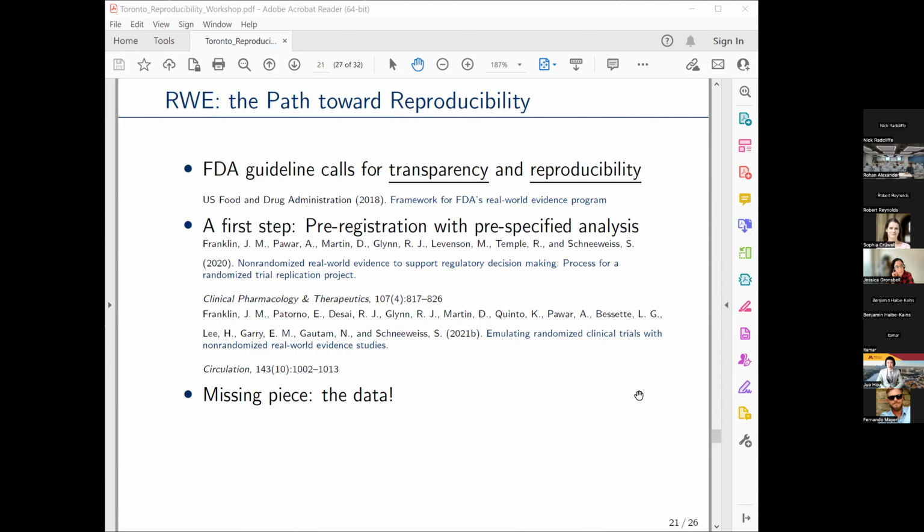In the FDA guideline that I mentioned, they call for a basic characteristic of this evidence: it should be transparent and reproducible. It's very basic. In the past few years, a team at Harvard has started trying to advocate for pre-registration and pre-specification of the statistical analysis, so that people have minimal manipulation of the data. Although this work is very important, at least a first step toward transparency and reproducibility, I realized there is an important missing piece in that process, which is how we get the data for the statistical analysis.